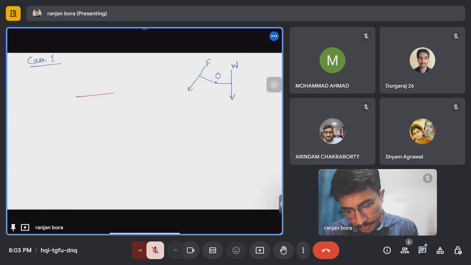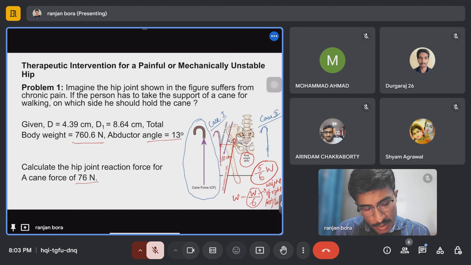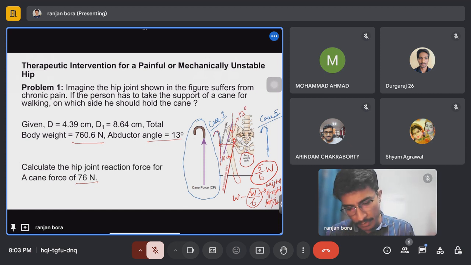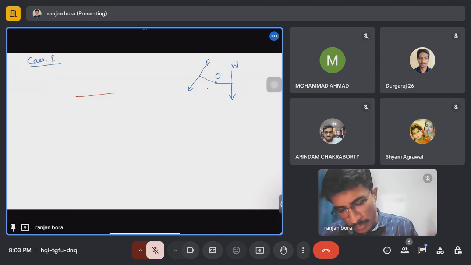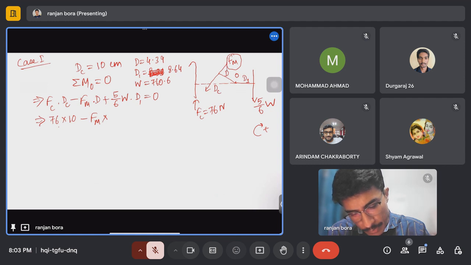And one angle is given, the abductor angle. What is the abductor angle? The abductor angle is the angle between this hip abductor force and the vertical line. So this angle is given as 13 degree. In this figure, this is given as 13 degree.